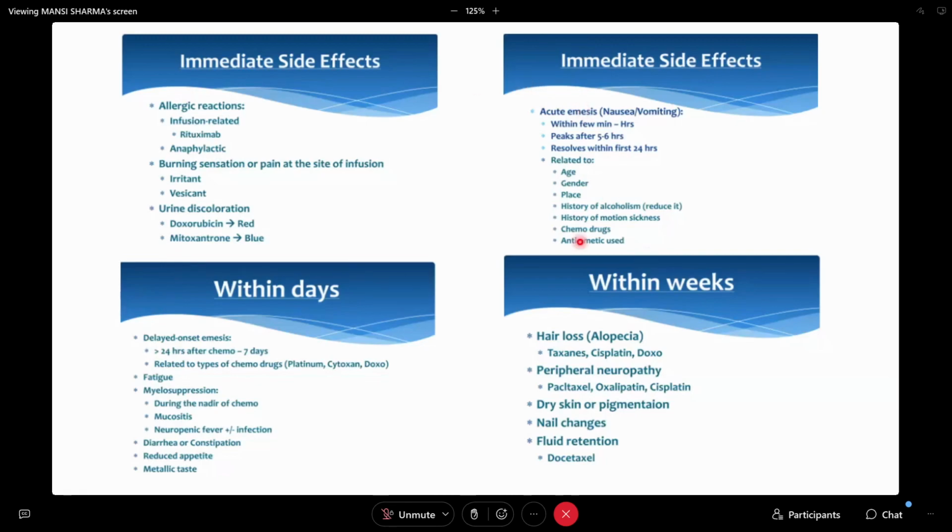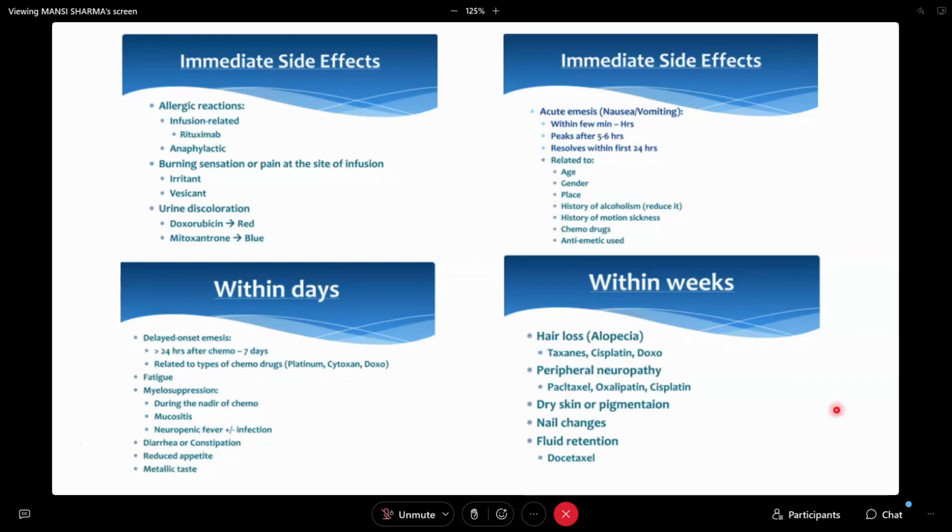Immediate side effects, like I mentioned, acute emesis is very, very important. Medical oncologists lay a lot of stress upon antiemetic regimens, and rightfully so, because the patient's entire quality of life depends upon it, right? And sometimes they even become quite sick medically if you don't take care of this. Then there's delayed onset emesis, for which we have separate drugs. Then we have fatigue, myelosuppression, diarrhea, constipation, and general side effects like reduced appetite and metallic taste.